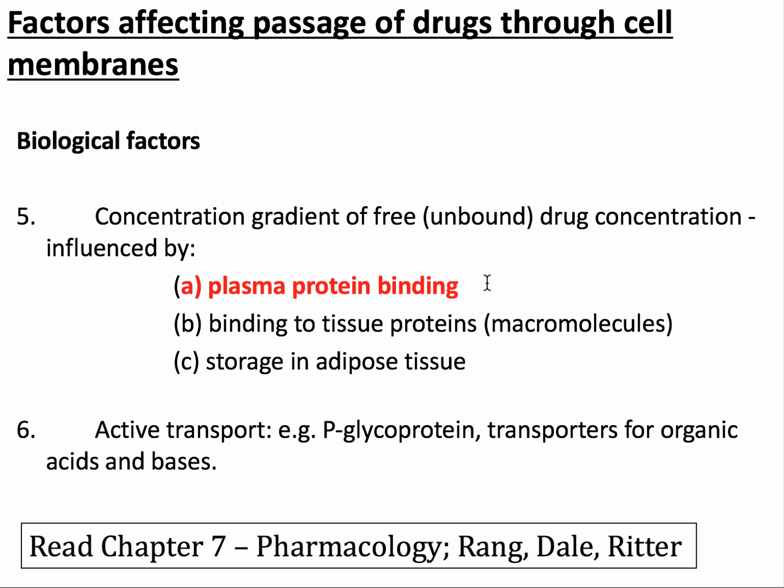When they're bound to plasma proteins, it's hard because they're not free, they're bound. So the best way for a drug to be absorbed is usually in the unbound state. But most drugs, once they get into the blood, become bound to plasma proteins like albumin, etc. Some are stored in adipose tissue, so this is fat cells, and binding to tissue proteins, so macromolecules.